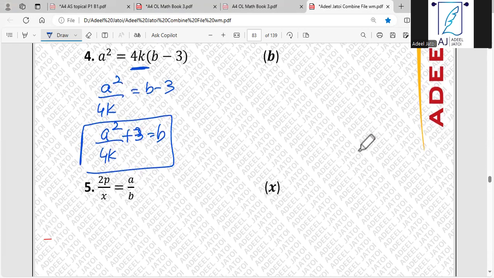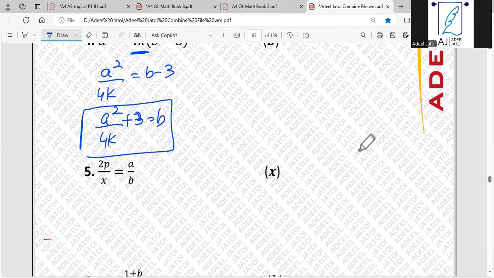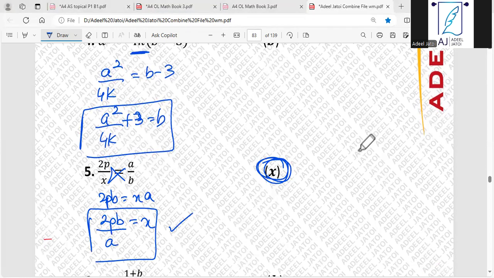Whereas in part 5, we can have 2p upon x is equal to a upon b. We need to make x the subject. So we can cross multiply. So this will be 2pb is equal to xa. And then obviously if a is being multiplied, a can be divided as well. So x becomes what? 2pb upon a or 2bp upon a. So both will be the right answers for this. Let me know if it is clear.